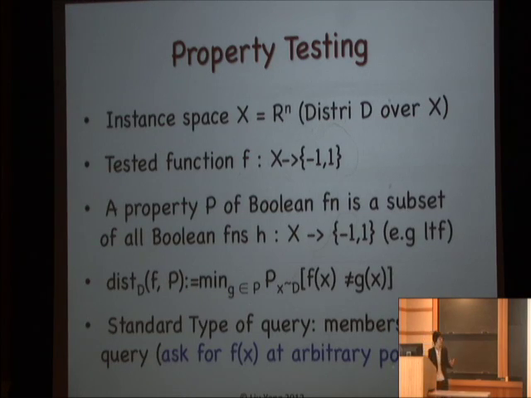As usual, we have this setup. We have an instance space X, which is n-dimensional real, and we have a distribution D over X. The testing function maps X to a Boolean value. A property P of Boolean functions is a subset of all Boolean functions. For example, it could be linear threshold functions, abbreviated as LTF. And we measure the distance between the function f and the property P as the minimum over all functions g satisfying the property of the probability that f and g disagree on a random point selected from the data distribution D.